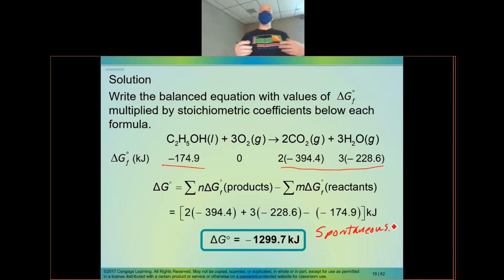All right, so I said that your delta G is highly temperature dependent. In this reaction, it doesn't matter what the temperature is, your delta G will always be negative and spontaneous. That is not true for all reactions, but it is true for every reaction that has a negative delta H value and a positive delta S value.